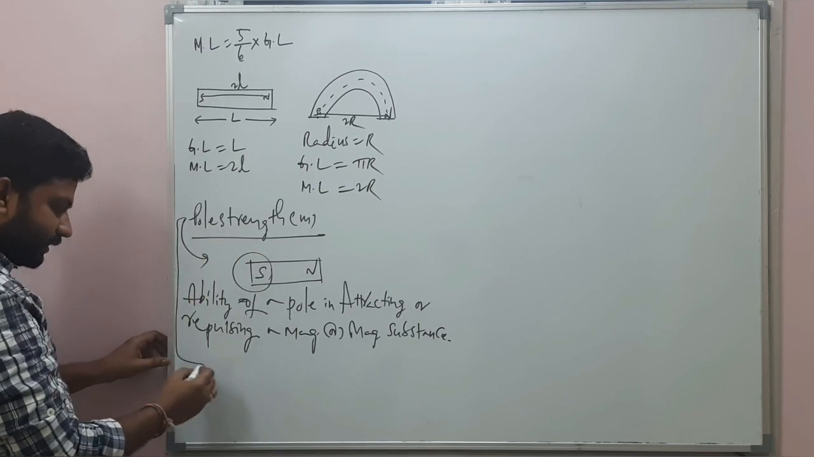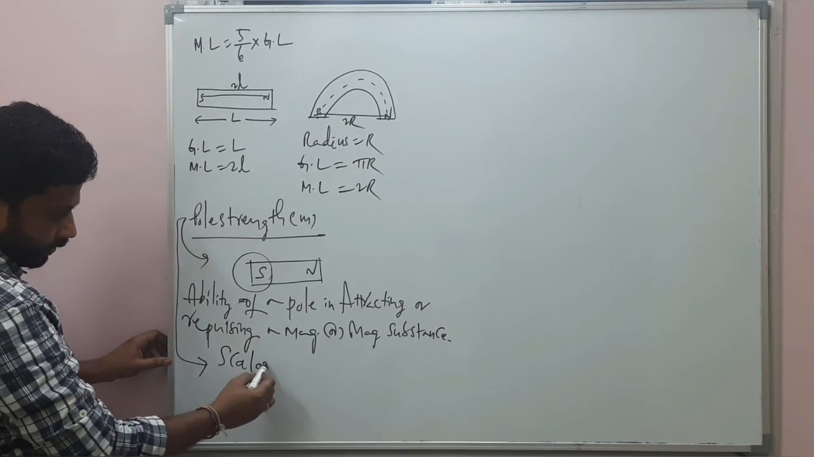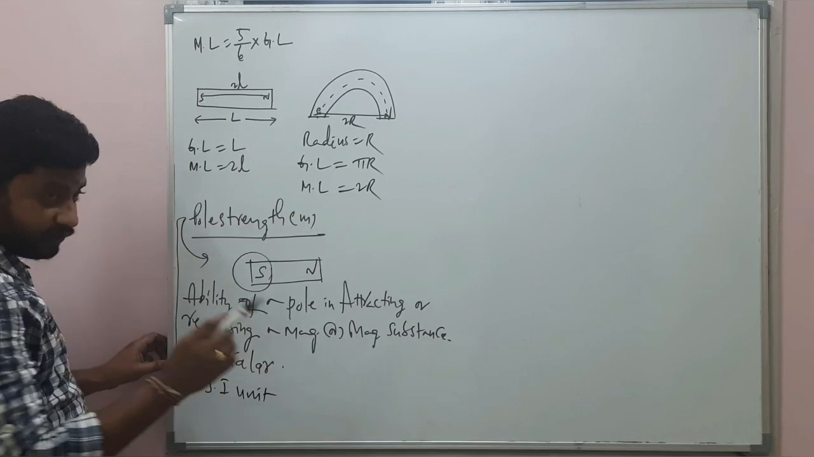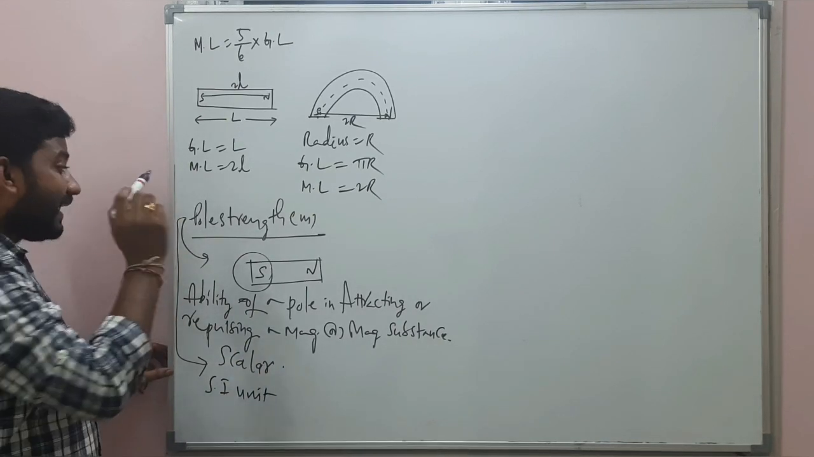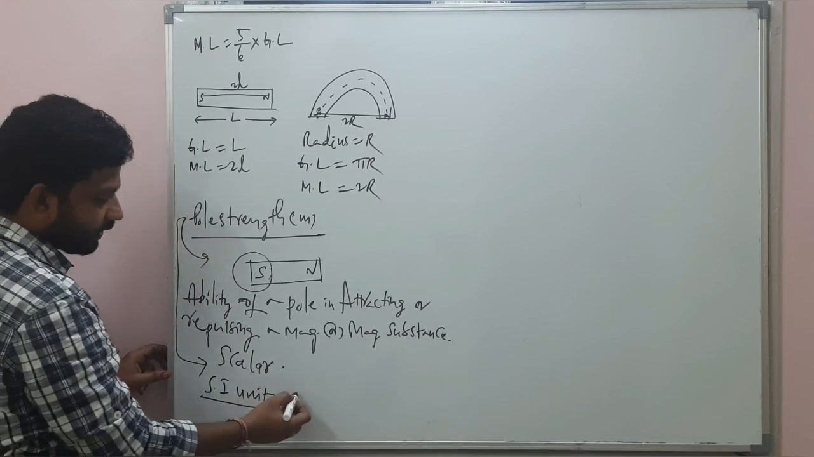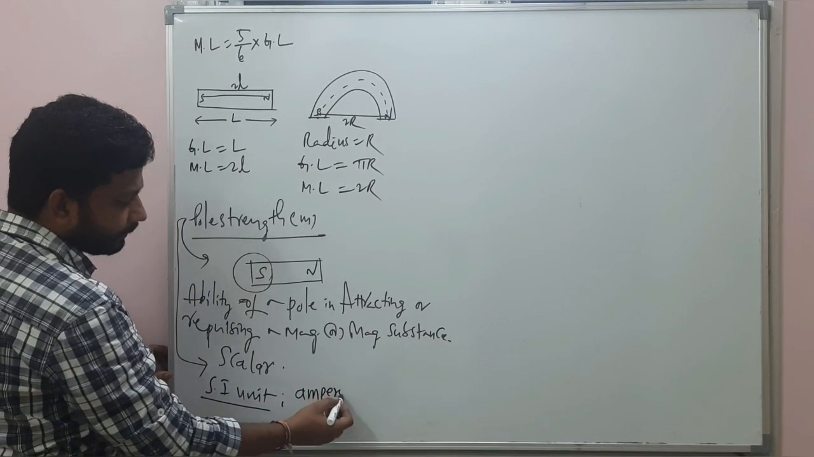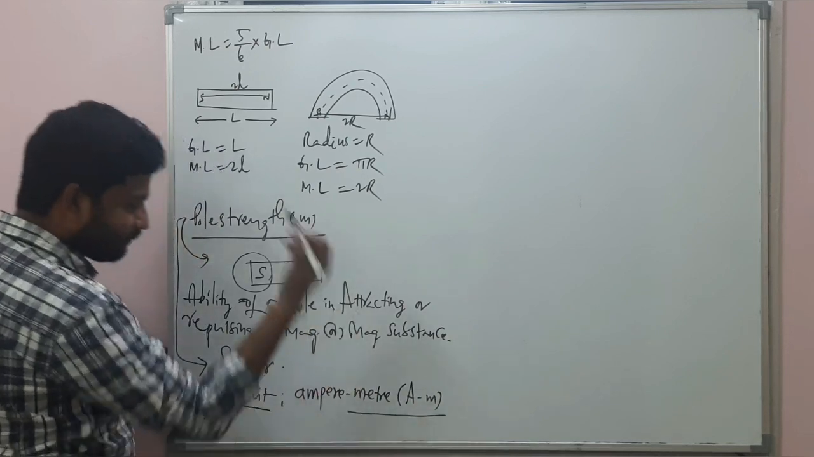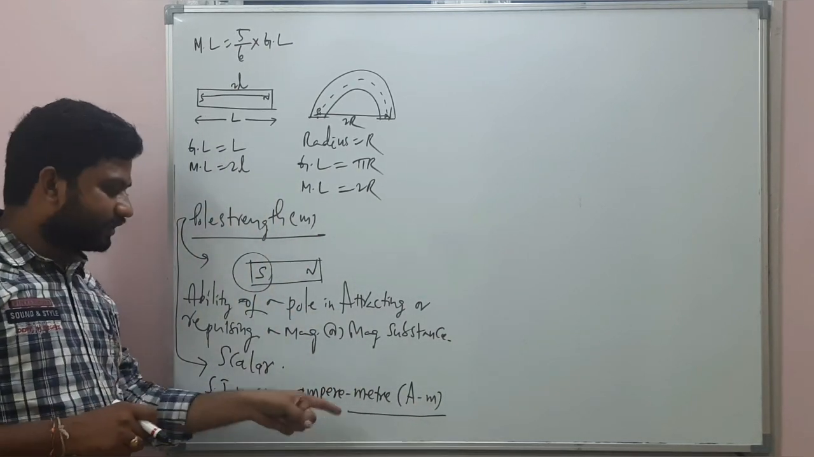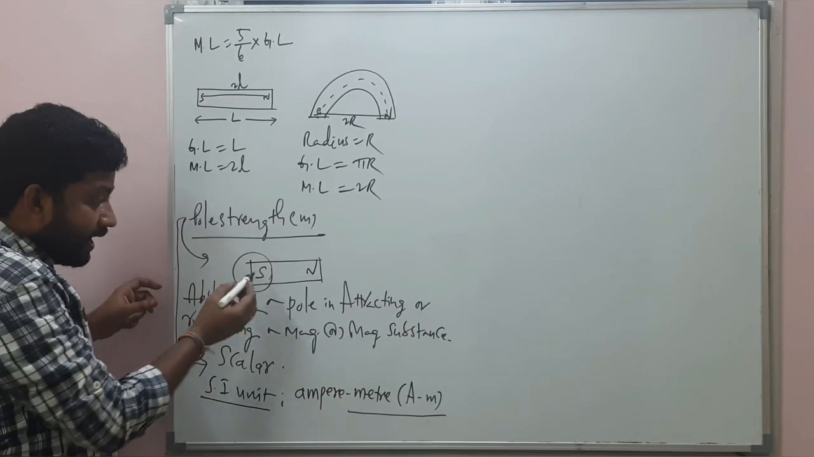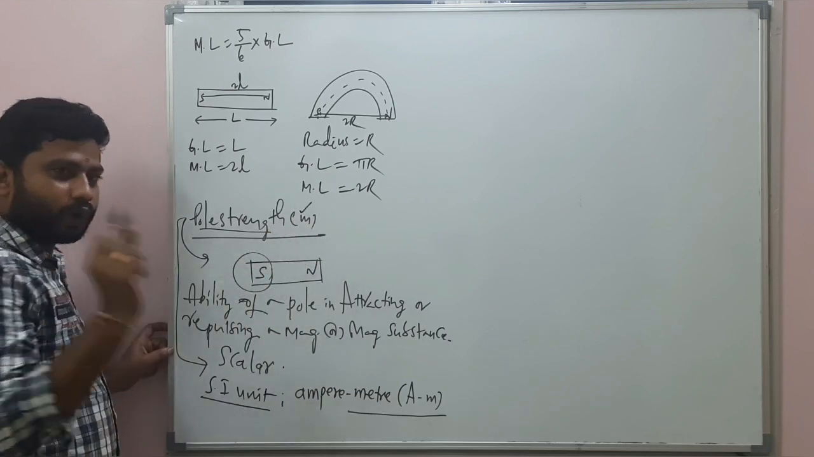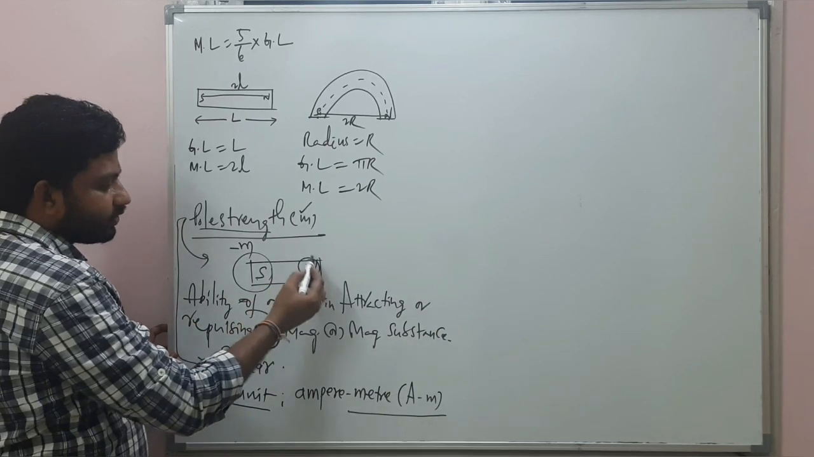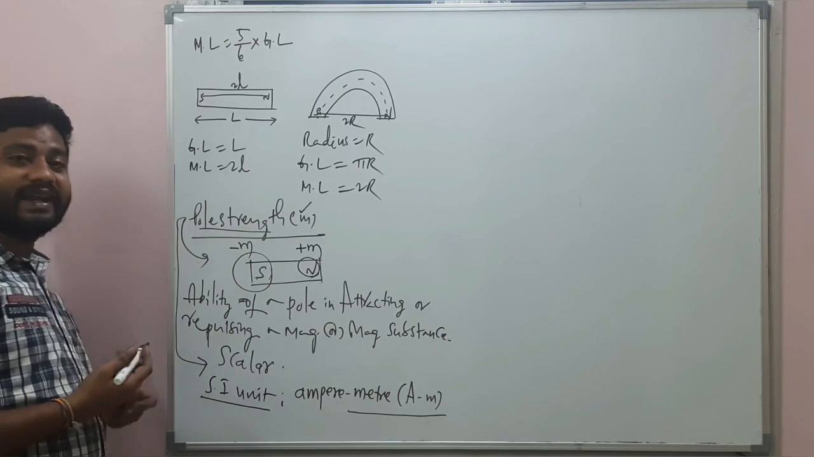Pole strength is a scalar quantity. The SI unit of pole strength is very important; in one of the exams this question was asked. Pole strength SI unit is ampere meter. Is it clear? And one more important thing: pole strength is denoted with the symbol small m. South pole is denoted with pole strength minus m, and north pole is denoted with pole strength plus m.